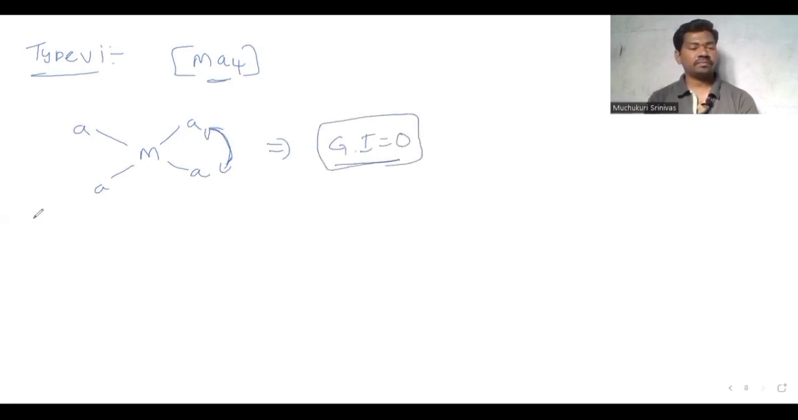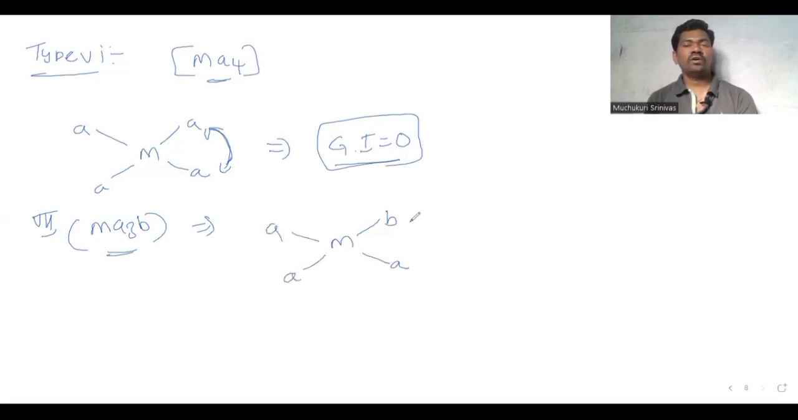Next, the seventh type, MA3B. In this case, three ligands are similar, M, B, and the remaining three are similar. If you flip these two ligands, we will get the same geometrical arrangement. If you rotate these two ligands, then you will get the same arrangement. So that is why in this case geometrical isomers are 0.